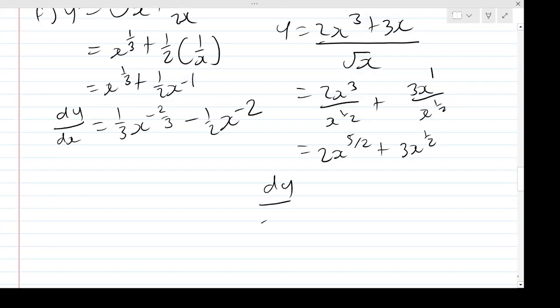So therefore, when we differentiate this, well, first for the first term here, that's going to be 2 times 5 over 2. That'd be 5x. Then if we do 5 over 2 subtract 1, that'd be 3 over 2.